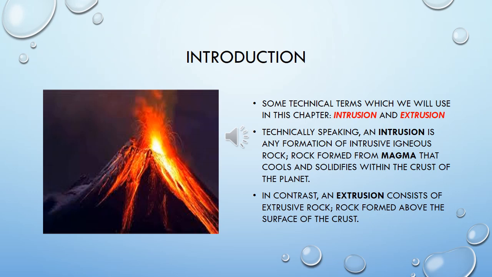For now, you just understand that intrusion is something made from magma or formed by magma within the earth crust or under the earth crust, and extrusion is a rock formed above the surface of the crust.